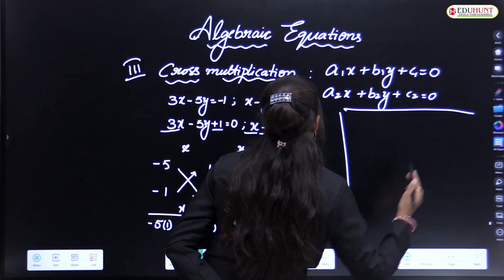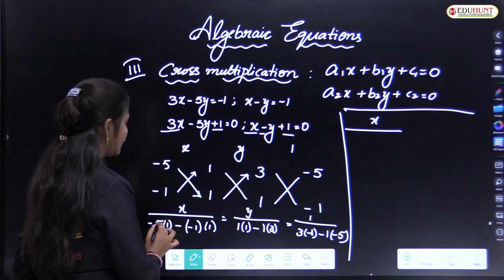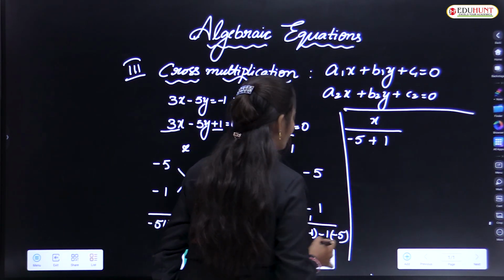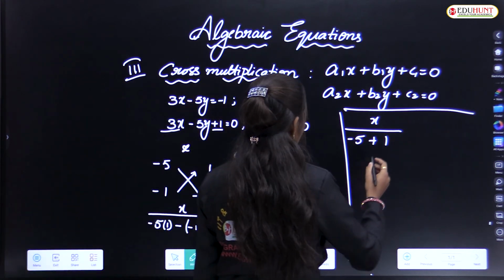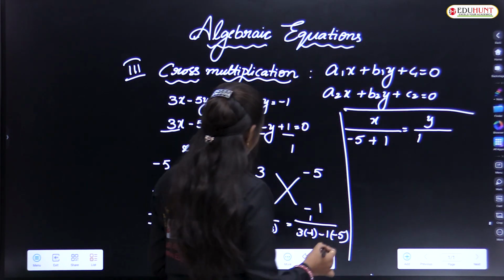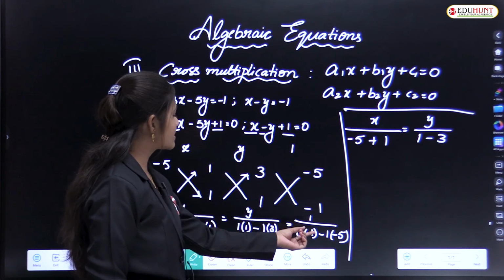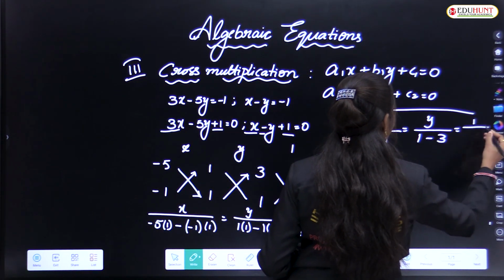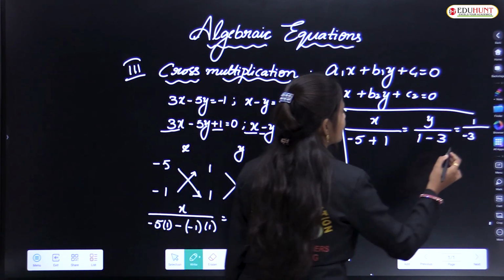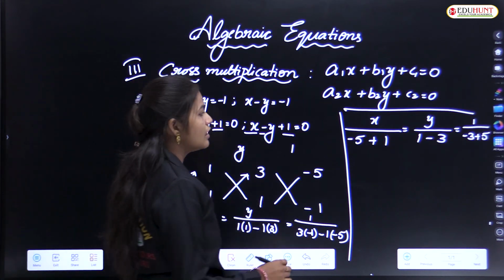So here we write x by minus 5 into 1 is equal to minus 5, and here minus into minus is equal to plus, 1 into 1 is equal to 1. Clear? Which is equal to y by, here 1 into 1 is equal to 1, and here minus into plus is equal to minus, 1 into 3 is equal to 3. Next, the constants: 1 by 3 into minus 1 is equal to minus 3, and here minus into minus is equal to plus, 5 into 1 is equal to 5. Now simplify this one.